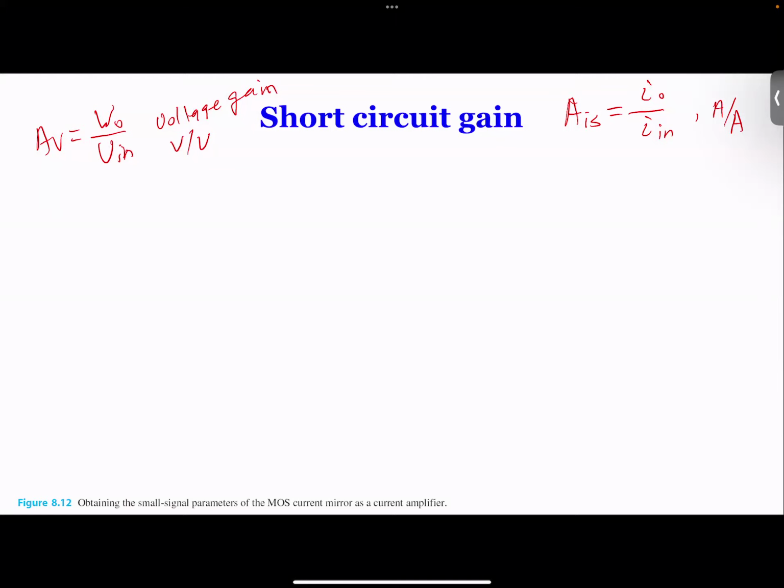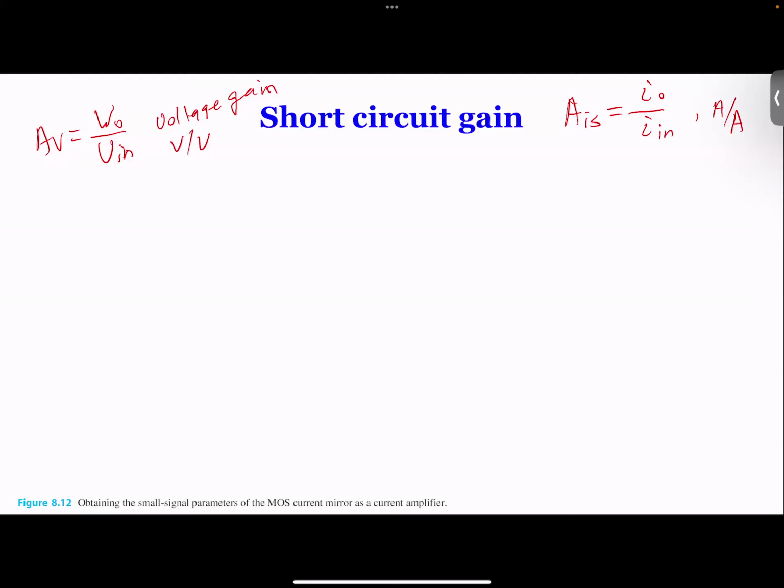It depends on the input. If your input is current, most of the time we want to understand the output as a current gain. If the input is voltage, we want the output to be a voltage gain. So this is in general.